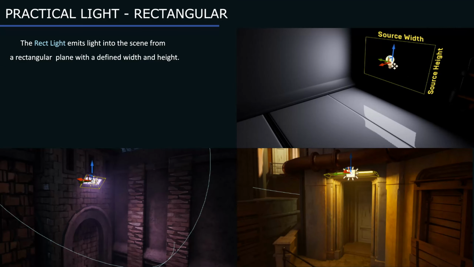The rect light emits light into the scene from a rectangular plane with a defined width and height. You can use them to simulate any kind of light source that has a rectangular area, such as televisions, monitor screens, or ceiling lighting fixtures. Each rectangular light has two key settings, source width and source height, which determine the size of its rectangle along its local Y and Z axis. A rect light has a spherical attenuation radius, like a point light or a spotlight. However, specular highlights for the rect light show the width and height of the light's rectangular area.